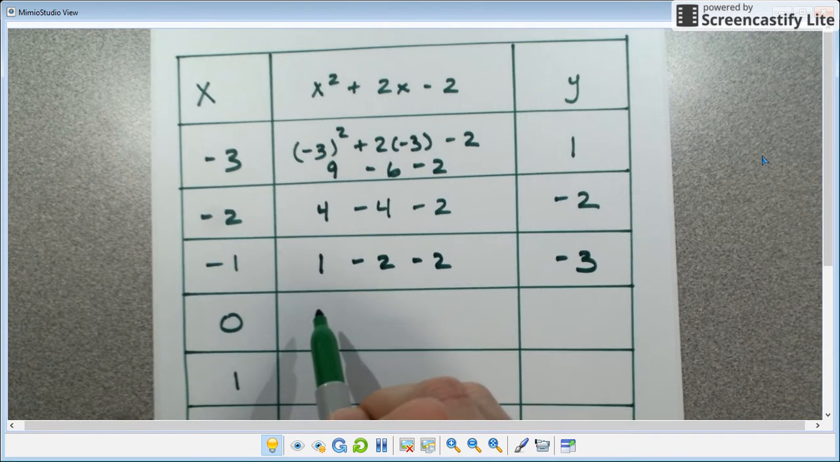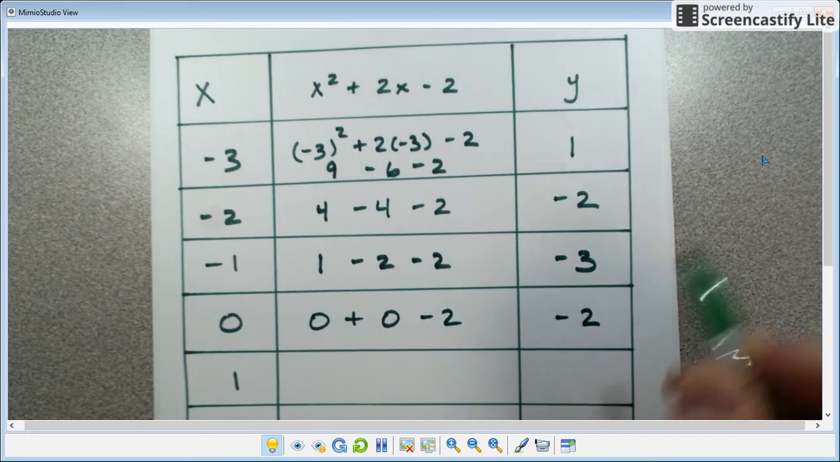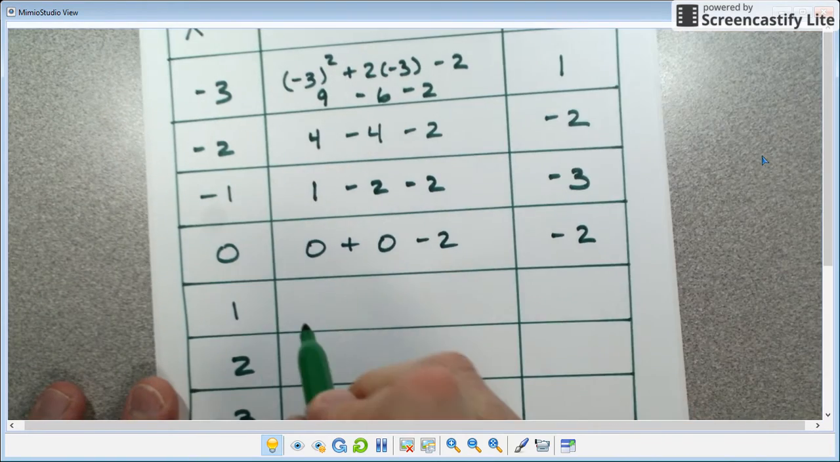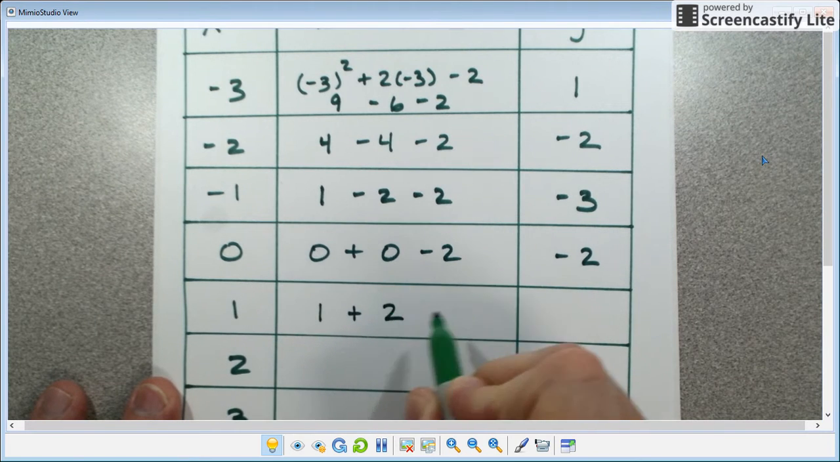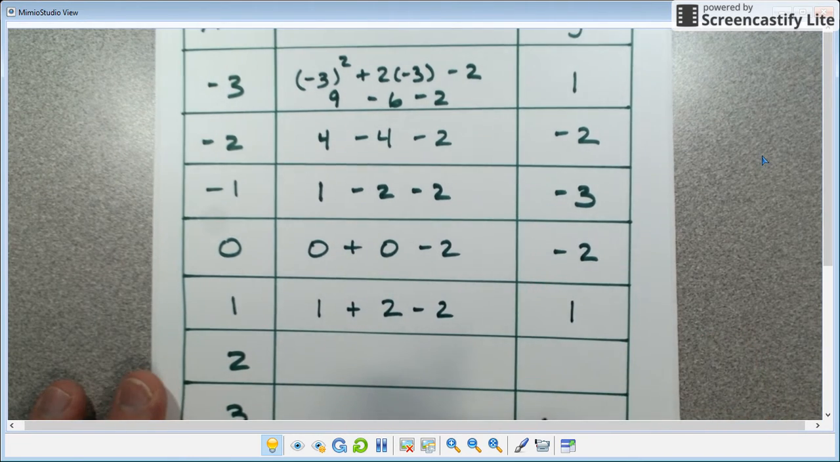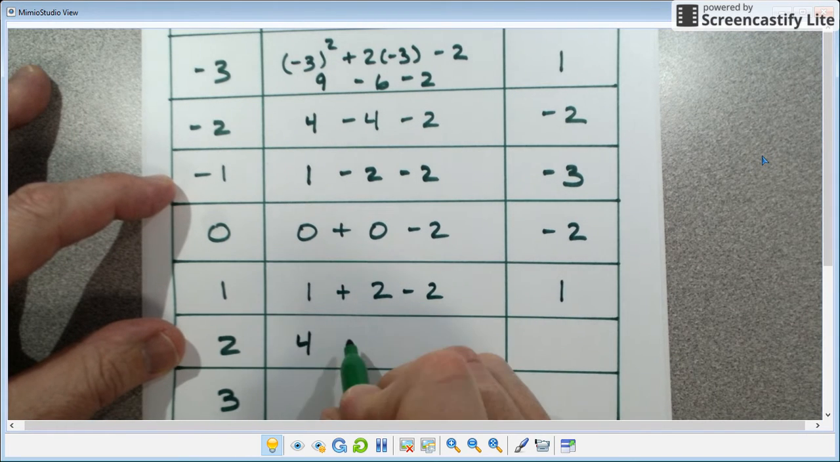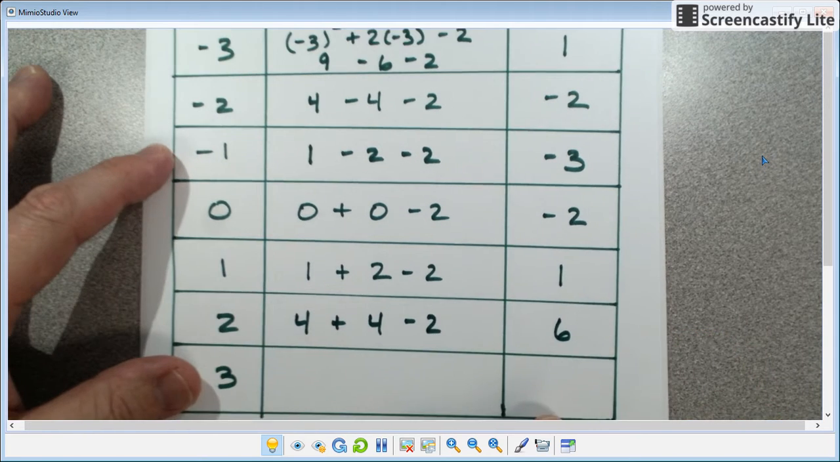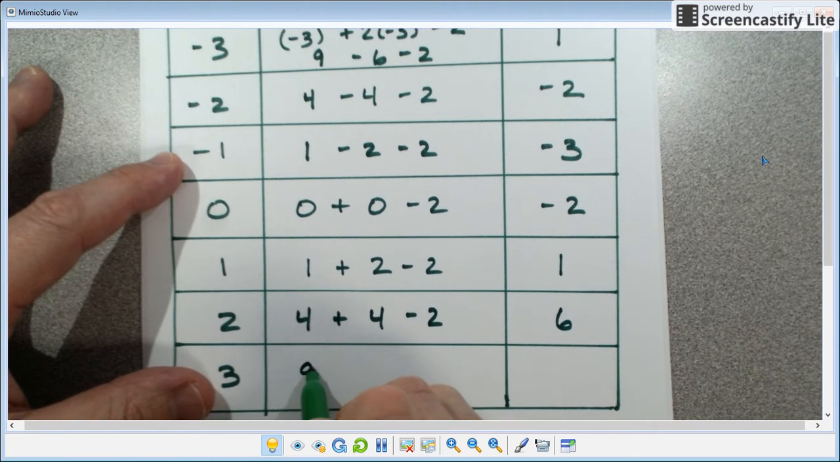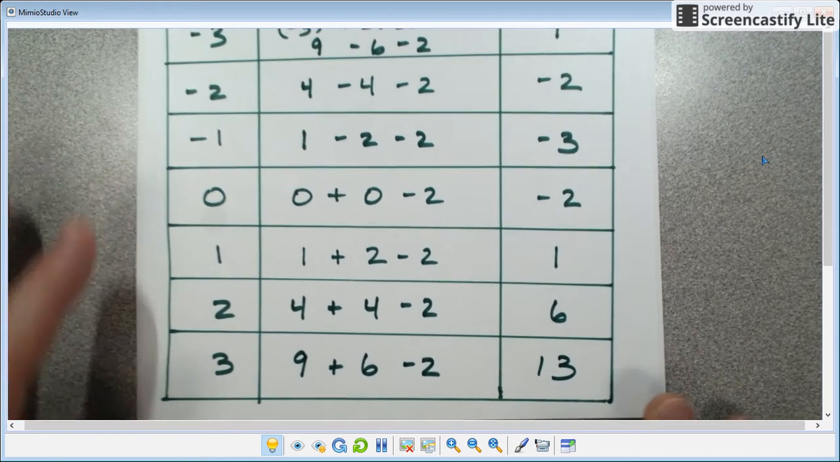Putting in 0, we get 0 plus 0, minus 2. Putting in a value of positive 1, 1 squared is 1, plus 2 times 1 is 2, minus 2. So we get a value of 2. Putting in 2, 2 squared is 4. 2 times 2 is 4, minus 2. So we have a value of 6. And then 3 squared is 9, plus 2 times 3 is 6, minus 2. That gives us a value of 13.